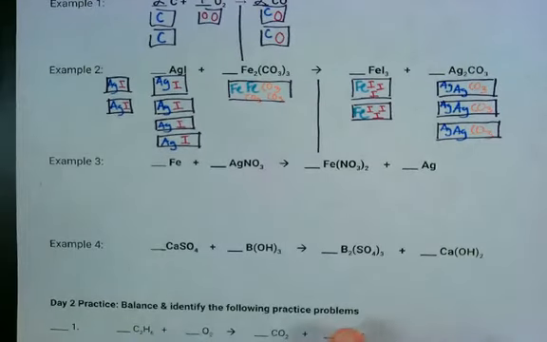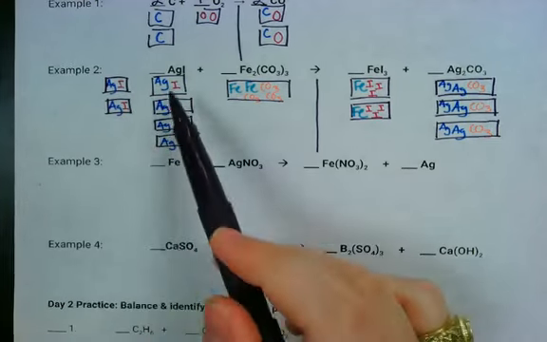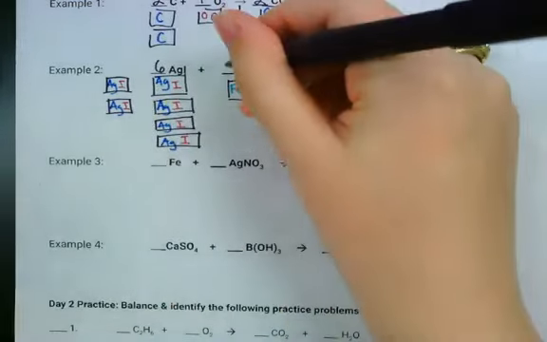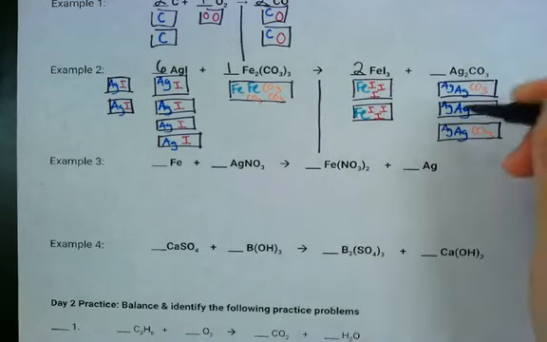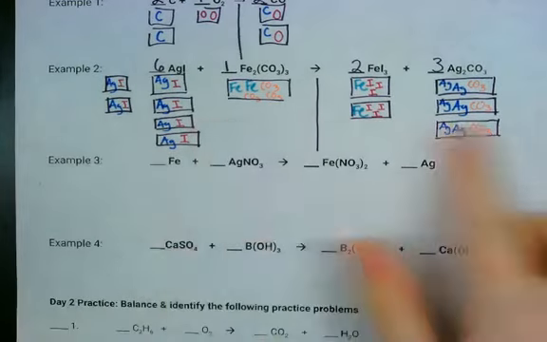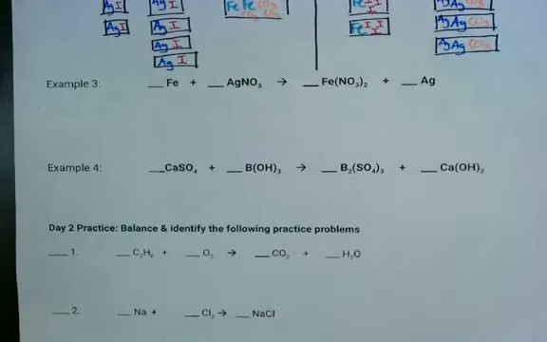So now, just like before, we're going to write the number of boxes that we drew as our coefficient. So 1, 2, 3, 4, 5, 6. 1, 2, and 3. So it may seem a little time consuming, like I said, but it gets you the right answer. As long as you count your atoms correctly, you are for sure going to get the right answer using this method. Alright? Let's move on to example 3.